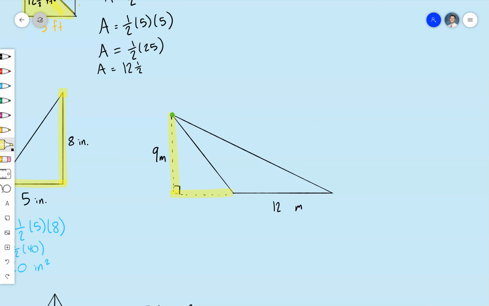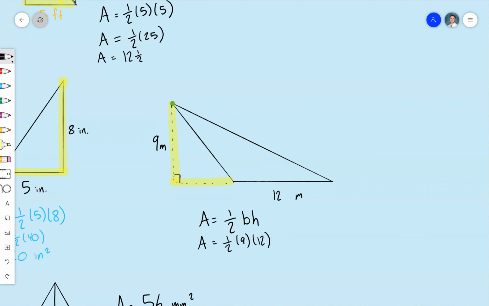And once again, on Big Ideas, they will provide these measurements to you. They will tell you, like this does, that the height is 9 meters and the base is 12. So again, we'll use our area formula for triangles, 1/2 of the base times the height. So this time we have 1/2 of 9 times 12. When I'm solving mentally, I always choose to work with the easiest numbers. So in this case, I know that 1/2 times 12 is 6. So I could rewrite this as the area is equal to 6 times 9. So my area here would be 54 square meters.